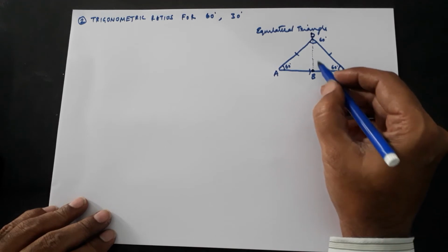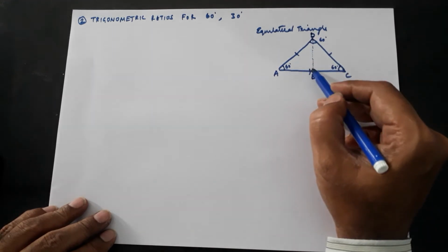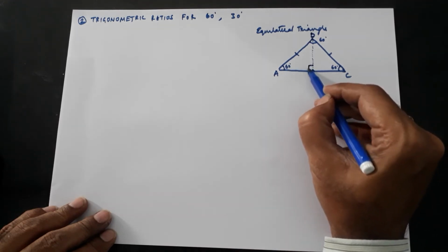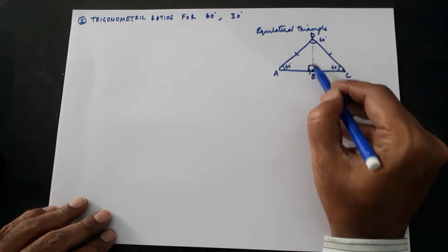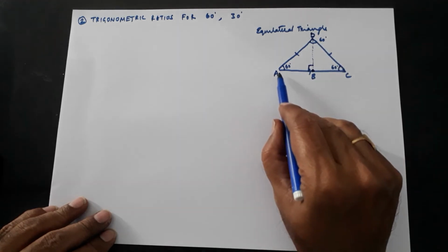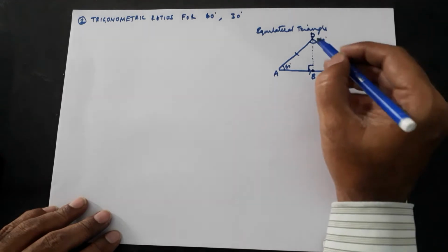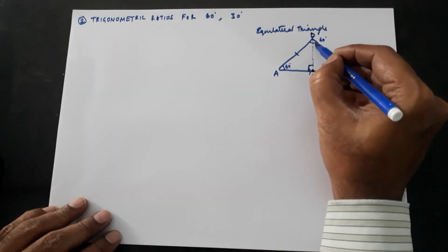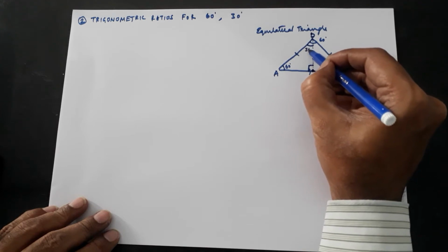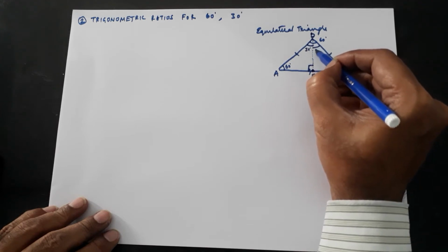Then we'll get a triangle in which this angle will be 60 and this angle will be 90 because it's a perpendicular bisector, perpendicularly drawn to the side AC. Okay, now this will intersect this angle D. Then this would become 30 degrees and this would become 30 degrees.